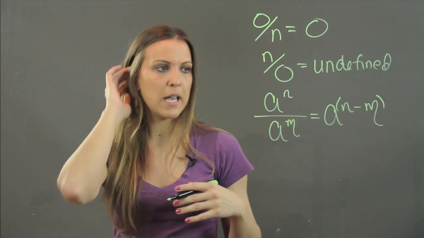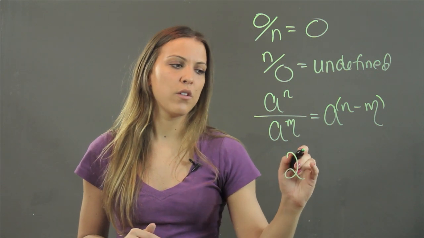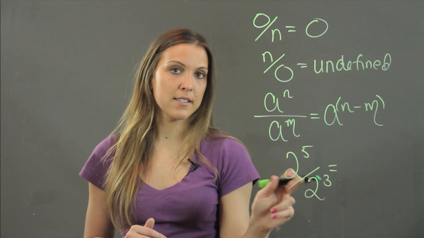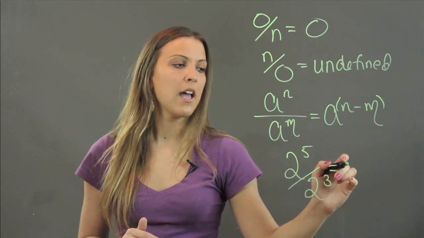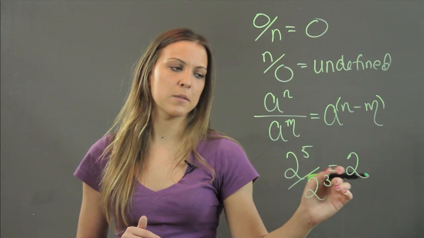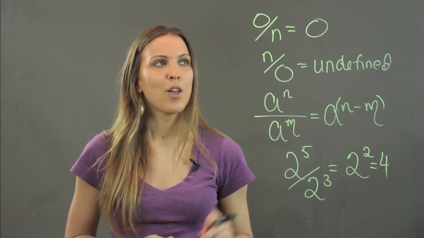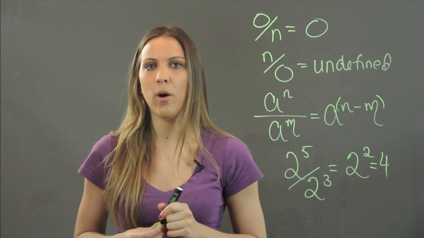So to give you a real example, if I had 2 to the 5th power divided by 2 to the 3rd power, because the base is the same, the base is 2 in both cases, I'm going to keep the 2 and subtract my exponents. 5 minus 3 is 2, which is the same thing as 2 squared, or 4. Those are my three basic things that I need to know about division.